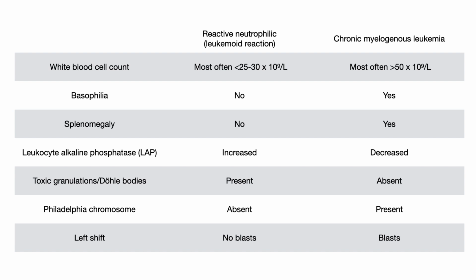Increased leukocyte alkaline phosphatase you would see in a reactive neutrophilic response, but not in chronic myelogenous leukemia. So remember, in a leukemoid reaction, the cells are still fairly normal. They may be a little bit immature, but they're normal, and so they would put out normal stuff like leukocyte alkaline phosphatase. You would see the toxic granulation and the Döhle bodies. You would not see the Philadelphia chromosome, but you would see that in CML. And you would see a left shift in both, but you would potentially see blasts in chronic myelogenous leukemia, and you're not going to see them in a reactive neutrophilic response.